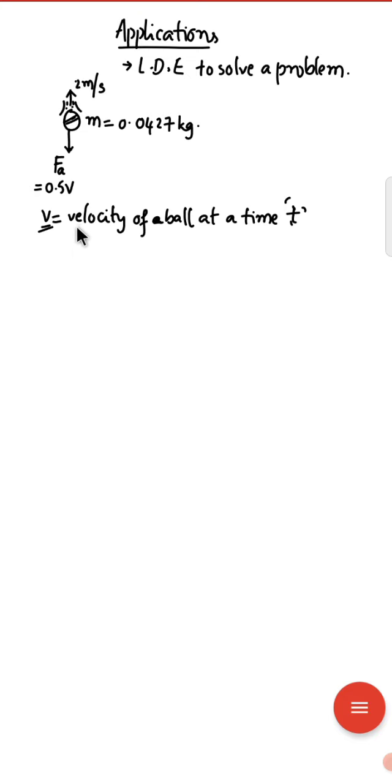Now they asked: find the velocity of the ball. The question is, find the velocity of the ball as a function of time. So the velocity which is moving upward, you say that it is capital V, and this is small v. I'm just making a round. Okay, so this is small v and this one is capital V. We need to find the velocity of the ball with respect to the time t.